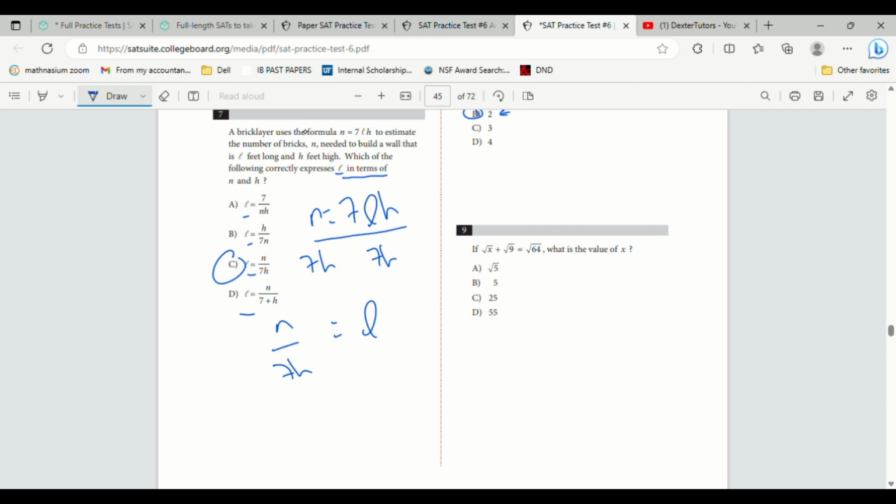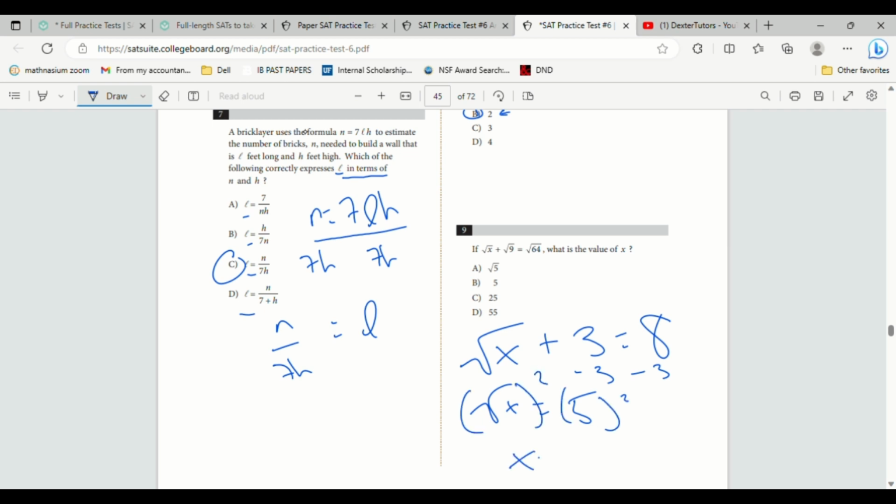9. If square root of x plus square root of 9 equals square root of 64, what is the value of x? So we have square root of x plus, and now we can evaluate the square root of 9, which is 3, equals square root of 64, which we can evaluate to equal 8. We can subtract 3 from both sides, which means the square root of x equals 5. To undo square roots, we square both sides, getting x equals 25. So 9 is C.